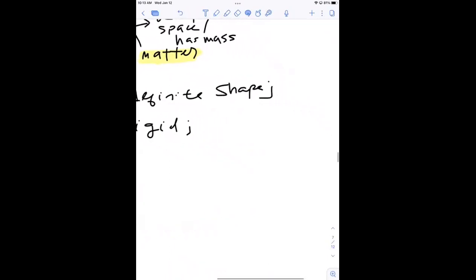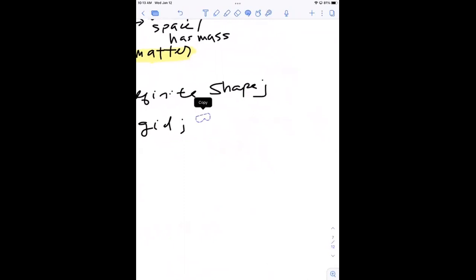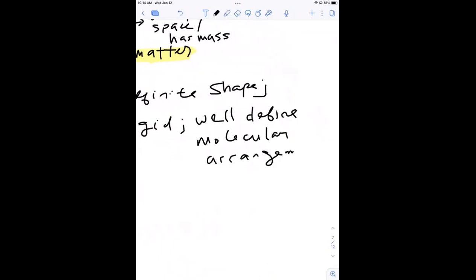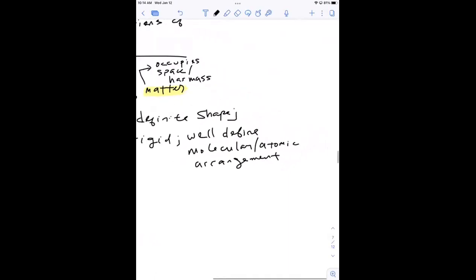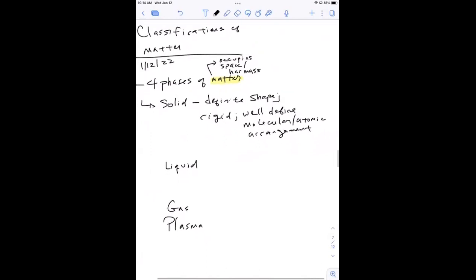So they have a really well-defined molecular arrangement. I'm going to say atomic too, because there are elements that are solid, and it's just atoms and not molecules. So they have a well-defined either molecular or atomic arrangement, right?